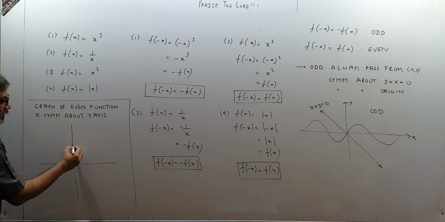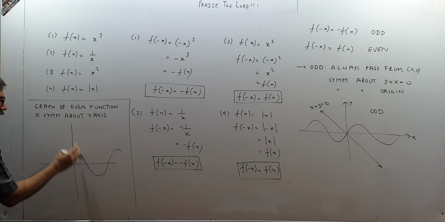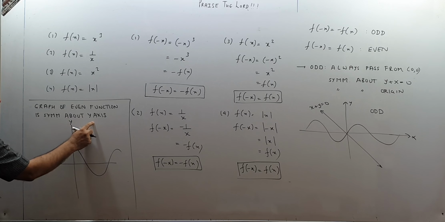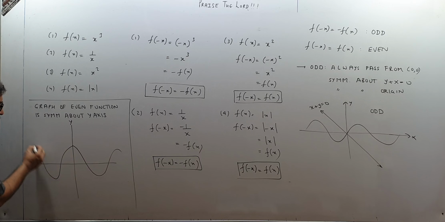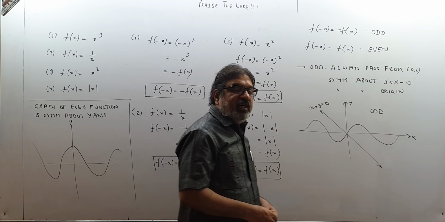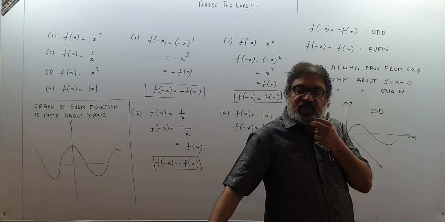Symmetric about y-axis means if it is going like this, then this will be the reflection, this will be the mirror. Symmetric about y-axis means supposing we have placed a mirror on the y-axis, the graph will go like this. So this is the shape of an even function. It will be symmetric about the y-axis. Whatever you see on the right side, its reflection you can see on the left side.